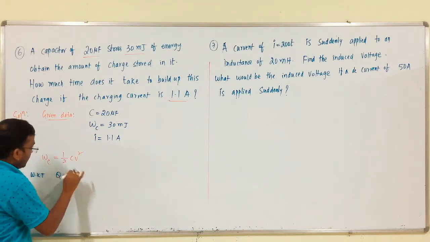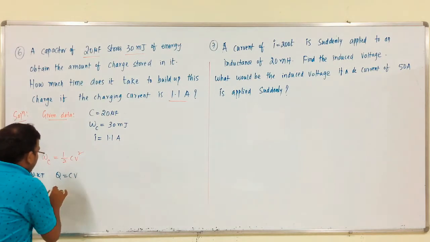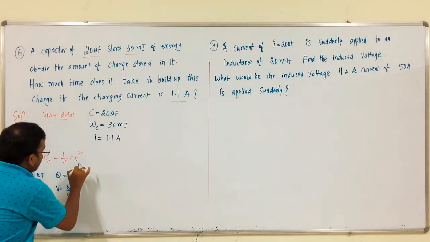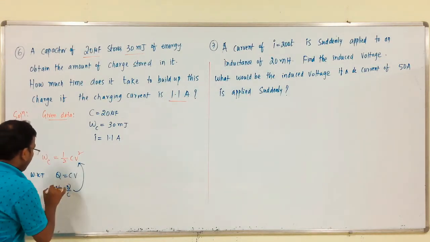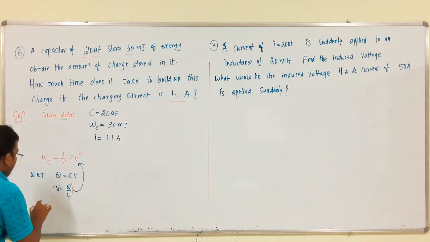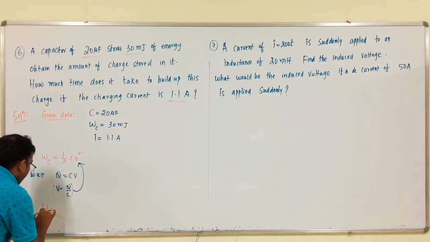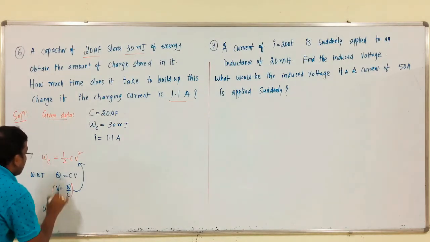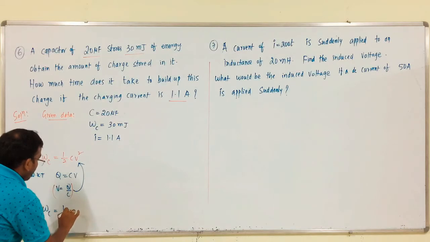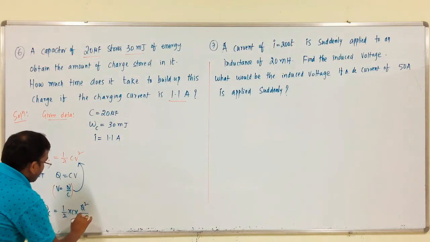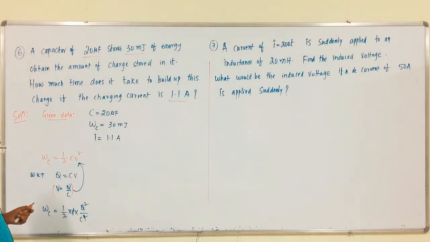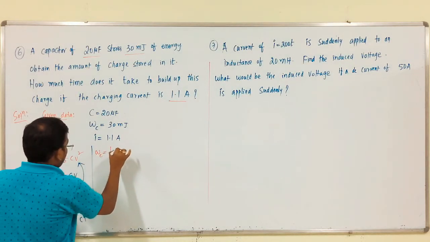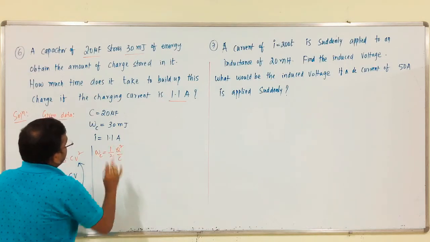we know that Q is equals to CV. From this, V is equals to Q by C. Then substitute this V value into this. So, from this we will get WC is equals to half into C into Q square by C square. So, finally, we have WC is equals to half Q square by C.